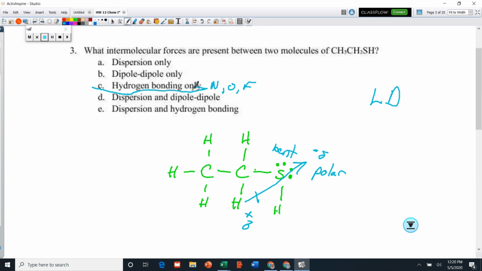So we know it's not that, and we know it's not dispersion only because it is polar and nonpolar, and all molecules have London dispersion. So again, it's going to be out of those. All right, moving forward.